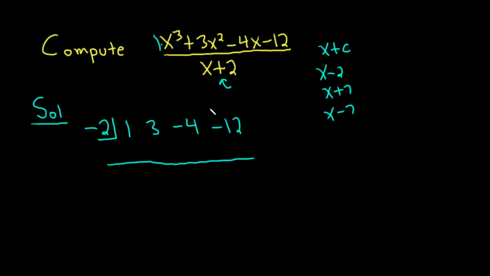Okay. So again, you switch the sign here on the bottom, and then you write down the coefficients, which are the numbers in front of the x's. And then we start the process. The first thing you want to do is bring that 1 down. So you bring it down.